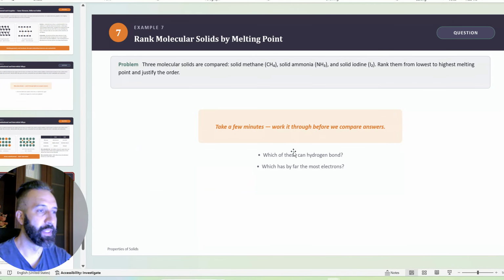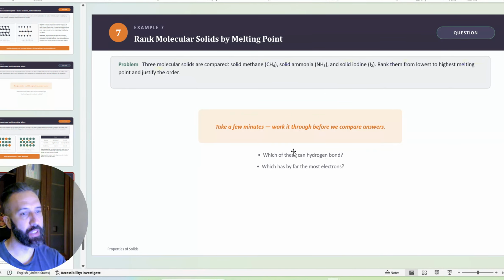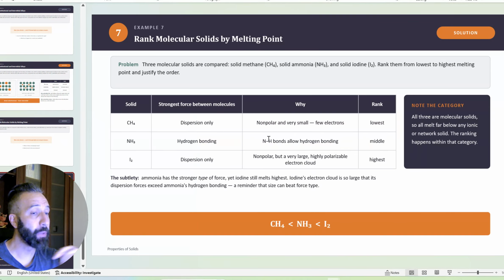Here you've got CH4, NH3, and iodine. Rank them from lowest to highest melting point. So this doesn't include any of the solids we mentioned here. This question actually includes knowledge from the previous chapter. I've given it here for a reason, just to reinforce a point. And they will often give you this. So they'll mix up intermolecular forces with properties of solids, right?